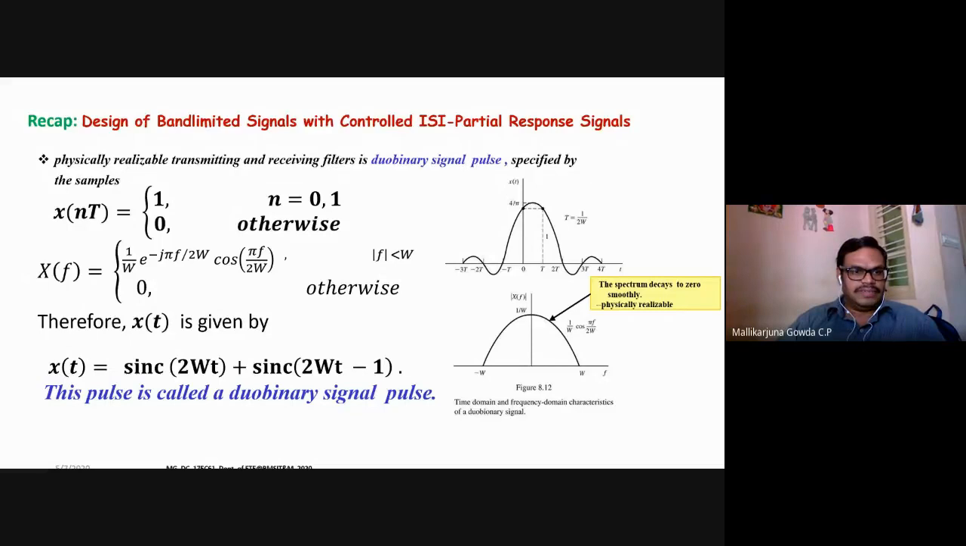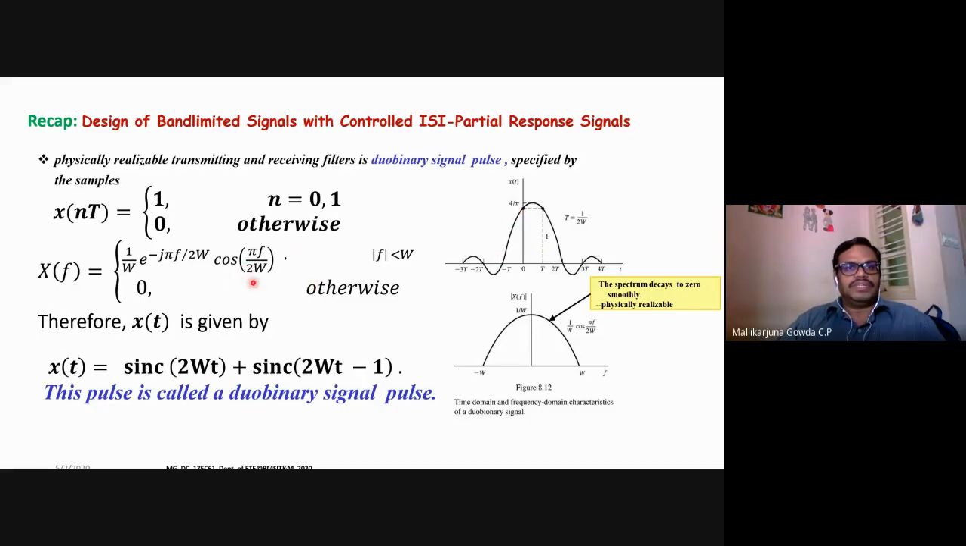That pulse is known as the duobinary signal pulse. So how do we define the duobinary signal pulse? x of nT will be equal to 1 when n equals 0 and 1, and it is 0 for other values of n. This is how the pulse looks in the time domain. As I said, when f equals 2W, we use the sinc function. Only one pulse exists, but it is not physically realizable. That is why we add one more pulse at n equal to 1, which we call controlled inter-symbol interference.